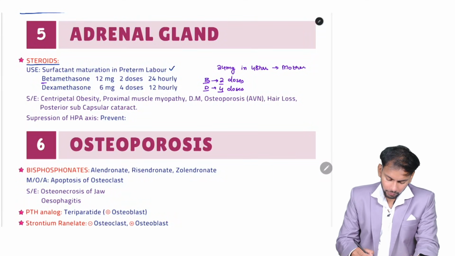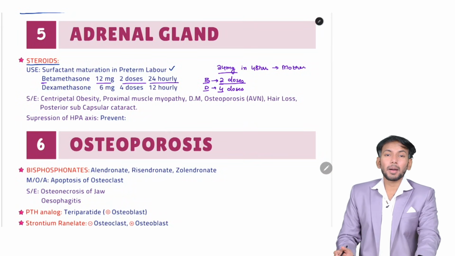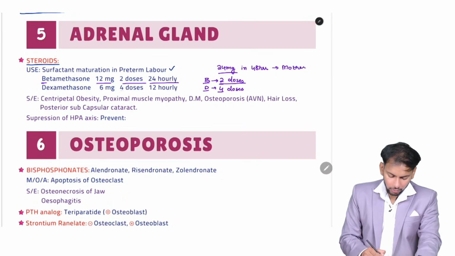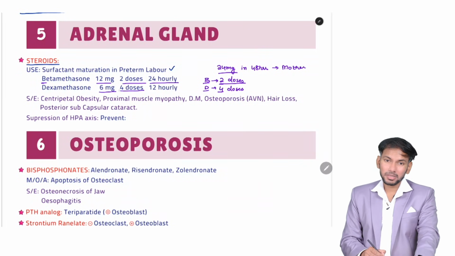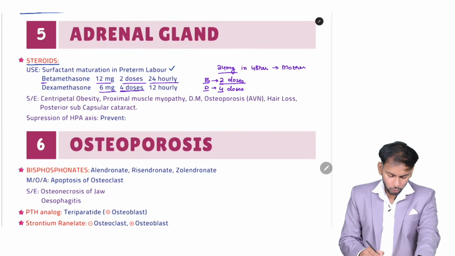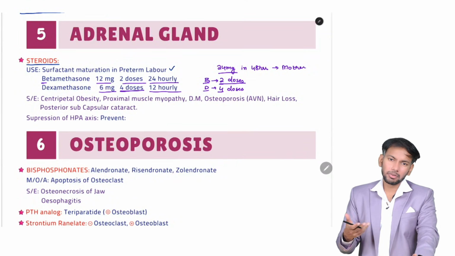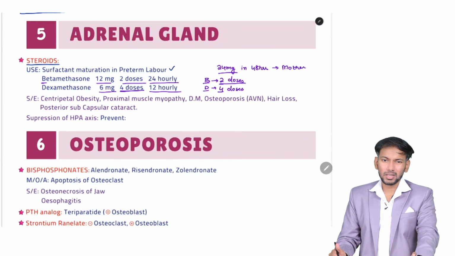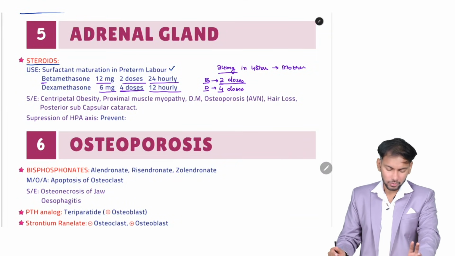So, if you have to give 24 mg in 2 doses, what will be the betamethasone dosing? It is 12 mg, 2 doses, 24 hourly. Now, coming back to dexamethasone, if you have to give 4 doses, it should be 6 mg, 4 doses, 12 hourly. That will make it 48 hours. Understood? That is about betamethasone and dexamethasone.